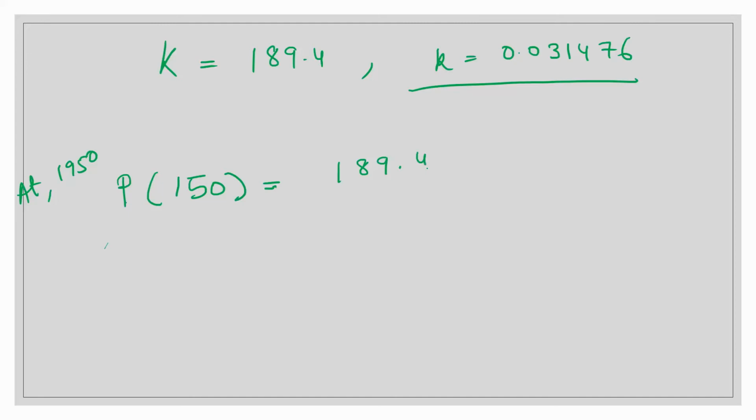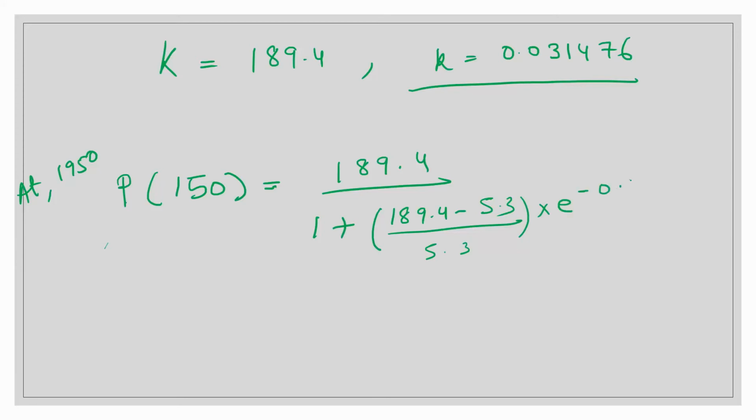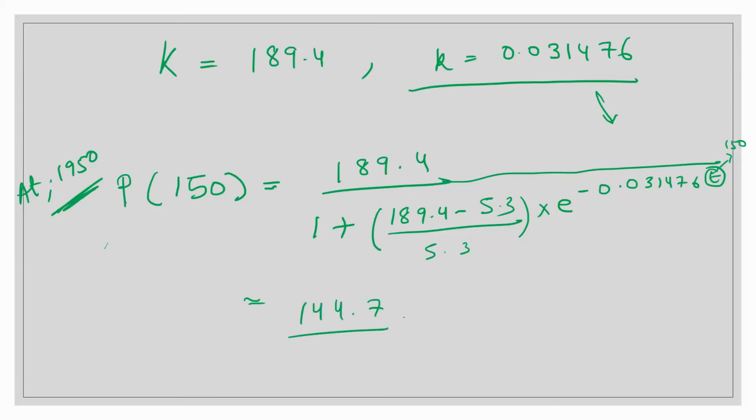So I can write at 1950 the population will be 189.4. This is the value of carrying capacity divided by 1 plus, if you find that, I can write K minus P naught divided by 5.3 into e to the power minus, now I will use the value which I got over here, t, and here t is what? This t will be 150. So put all the values and you will see that you are getting the value in 1950 as 144.7 million. So this is how you can use the logistic model to approximate the population in the future time.